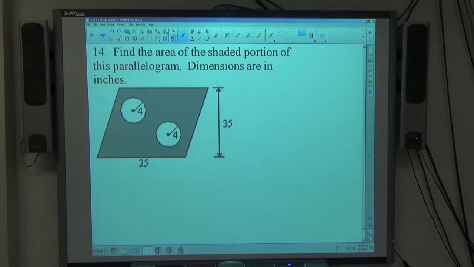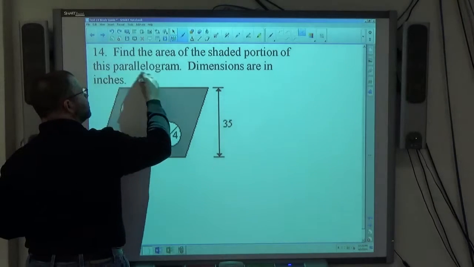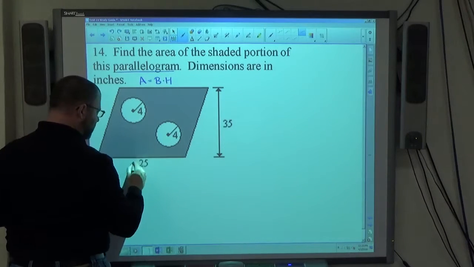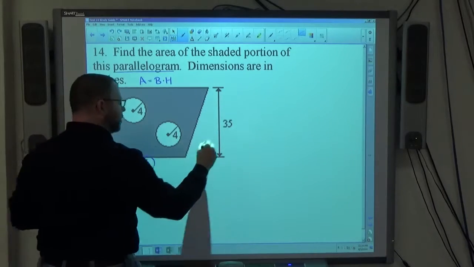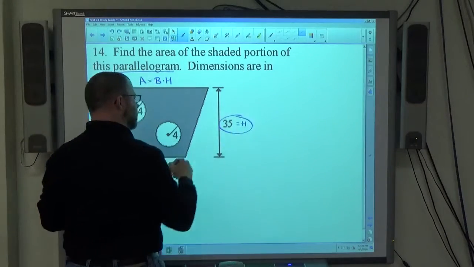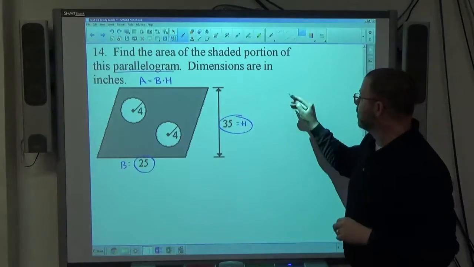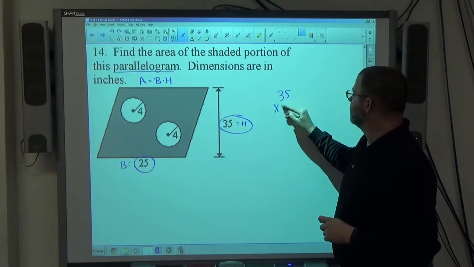Number 14, find the area of the shaded portion of the parallelogram. Okay, a parallelogram's area formula is base times perpendicular height. This is the base, this is the perpendicular height. So if I wanted to find the area of the parallelogram, ignoring the unshaded stuff, I'm simply going to do 35 times 25.